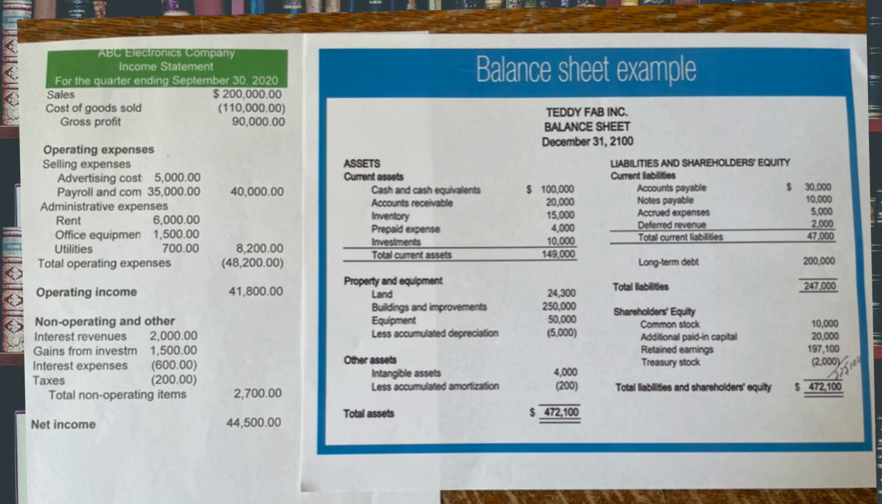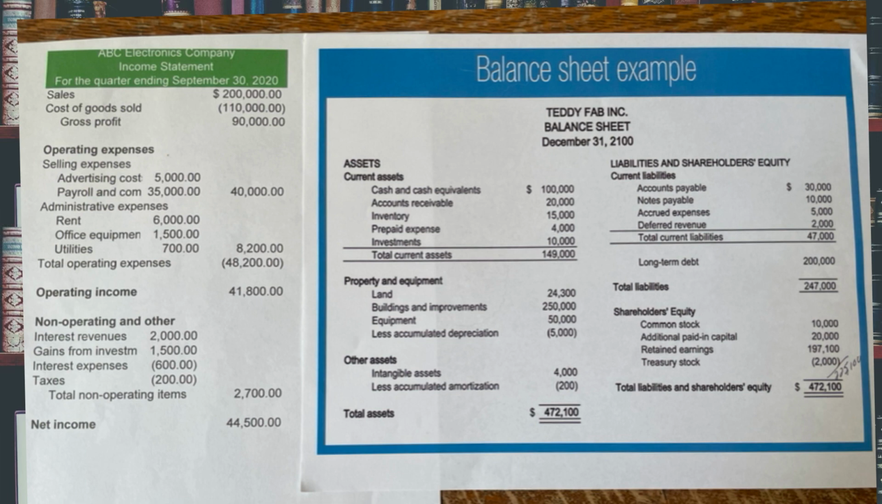The other efficiency ratio is the accounts receivable turnover, and this shows the efficiency of collecting receivables from customers, because the accounts receivable is what customers owe you. It shows how quickly the company collects cash from credit sales. So the accounts receivable turnover equals the revenue divided by average accounts receivable.